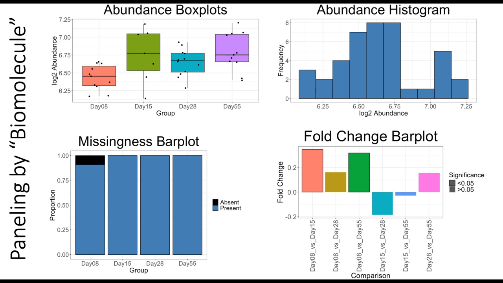For MS or NMR data, if paneling by the biomolecule and plotting abundance, the options are abundance box plots, which will be split by group if sample information is provided, and abundance histograms. If paneling by biomolecule and plotting missingness, the option is a missingness bar plot, which will also be split by group if that information is provided. If paneling by biomolecule and plotting fold changes, fold change bar plots are available. These plots will give the fold change per comparison. Significant fold changes will have larger borders.